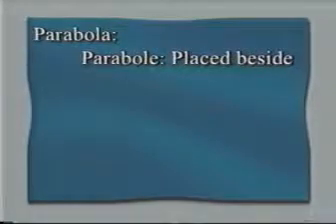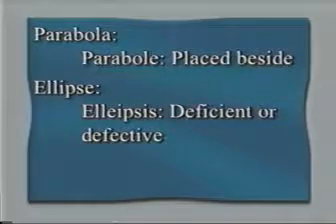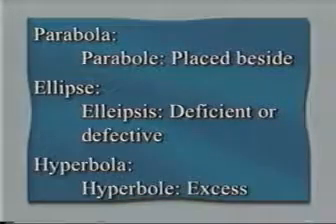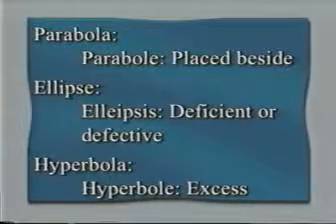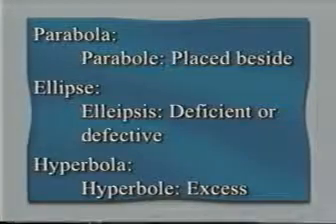He chose the terms from general mathematical terms used by the Pythagoreans. The word parabola was derived from parabole, the Pythagoreans' term for placed beside. Ellipse was derived from ellipsis, which was Greek for deficient or defective. Hyperbola was derived from the word hyperbole, which meant then and means today in excess.